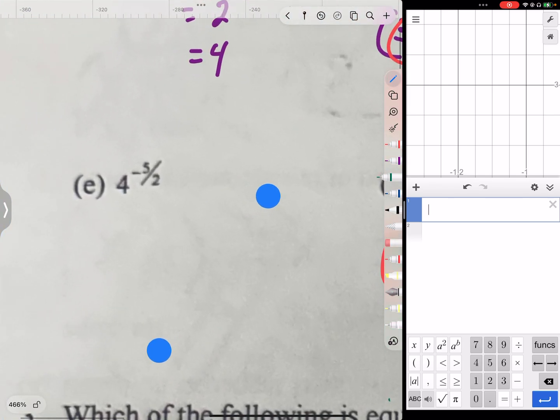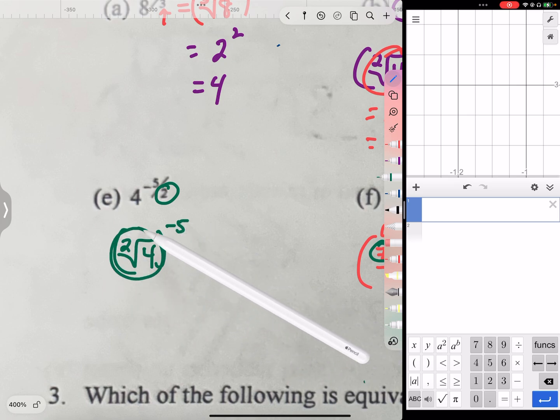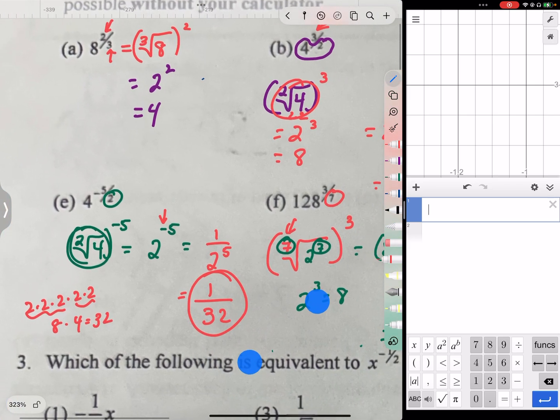Oopsie doopsie, missed one over here. Let's do him here. I'm going to deal with the 2 first. So that's a square root of a 4, and then I have to raise it to the negative fifth power. So the square root of 4 is 2 to the negative fifth. And we can't really evaluate exponents that are negative. It's more of a notation thing saying, hey, I would rather be in the denominator. So it's 1 over 2 to the fifth, which is 2 times 2 times 2 times 2 times 2. These three make an 8. These two make a 4. So 4 times 8 is 32. So 2 to the fifth is 32. So that's 1/32.